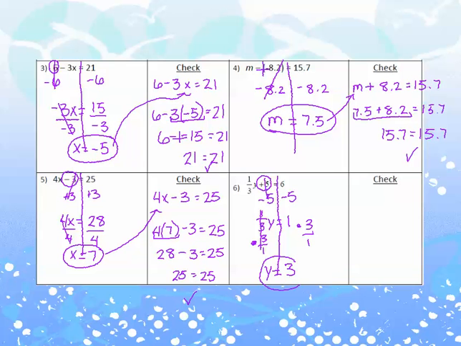If we do our check step, we have 1/3 y plus 5 is equal to 6. I'm going to plug in my 3 where the y is. So I have 1/3 times 3 plus 5 equals 6. Do the multiplying first, like in order of operations. 1/3 times 3 will give you 1, plus 5 is equal to 6, and 1 plus 5 is 6. So we got it right.